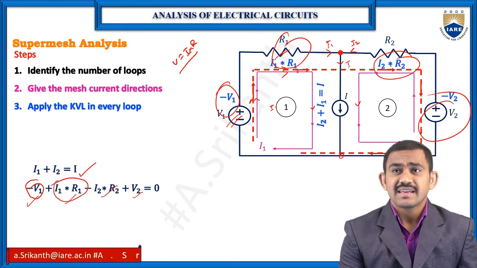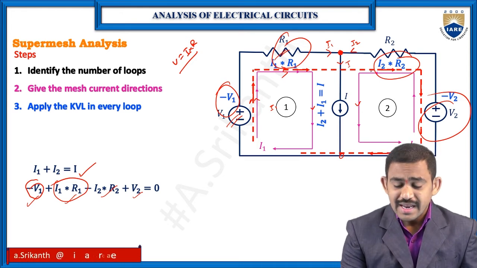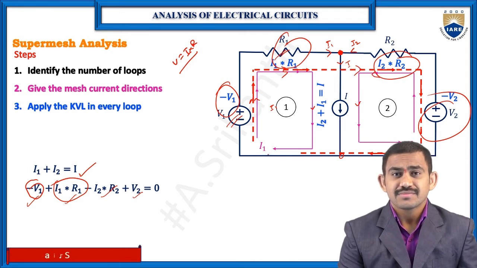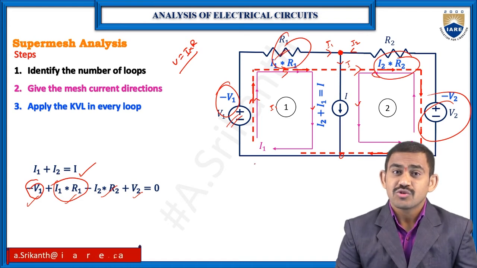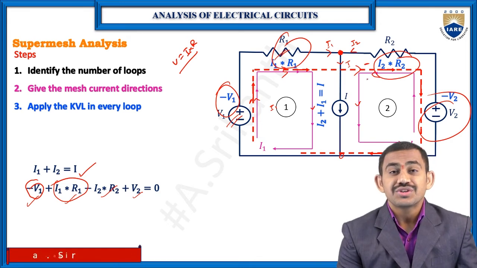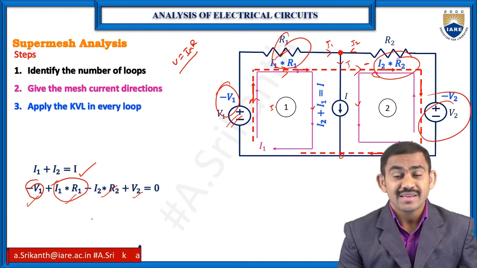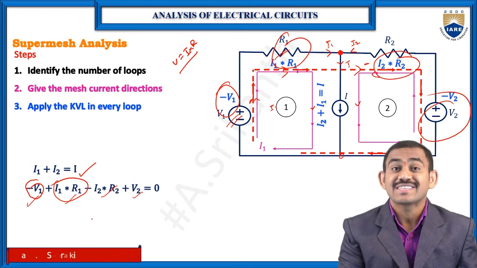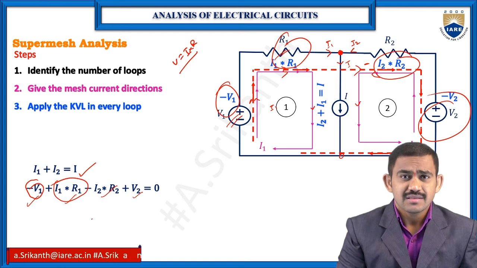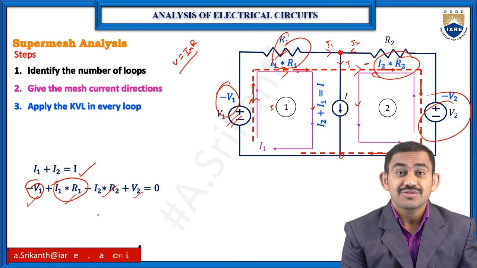Then coming to the R2 place, your super loop current direction is reverse to your I2 current direction. So the I2 current direction and the super loop current direction are both reverse. So we need to write minus of I2 into R2, so that is minus, not plus. Generally we write plus when the super loop current direction and the loop current direction are both the same. Here both are reverse, which means we need to write minus I2 into R2.